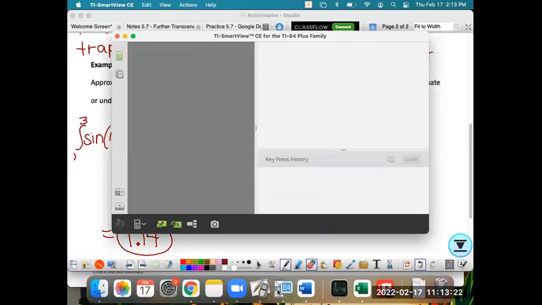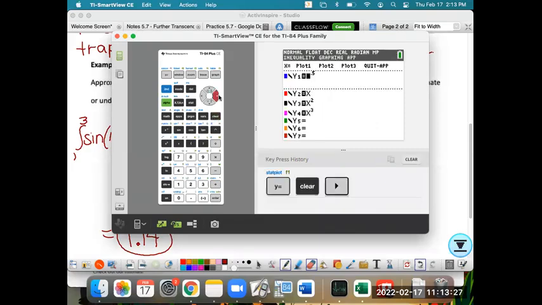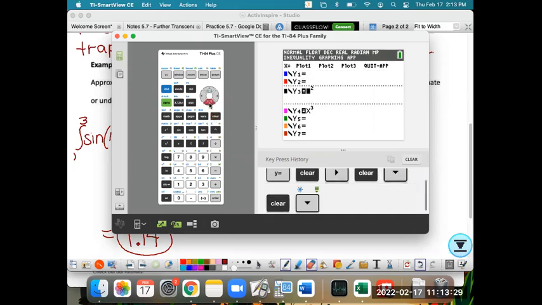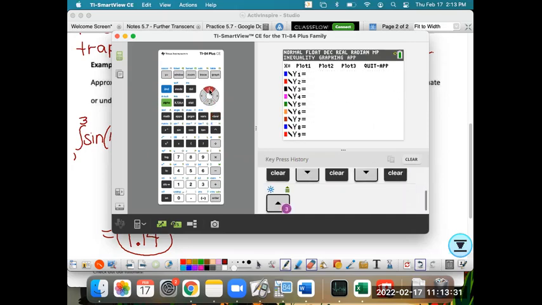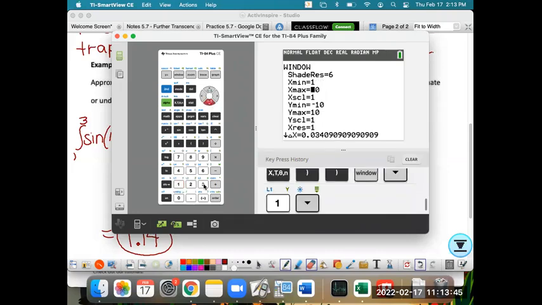I do want to take a look at the graph though, just to see if it's an over or an underestimate. So sine of ln of x. And I don't want to look at everything. I'm going to look from 1 to 3. And then what are the possible outputs for sine? Negative 1 to 1.